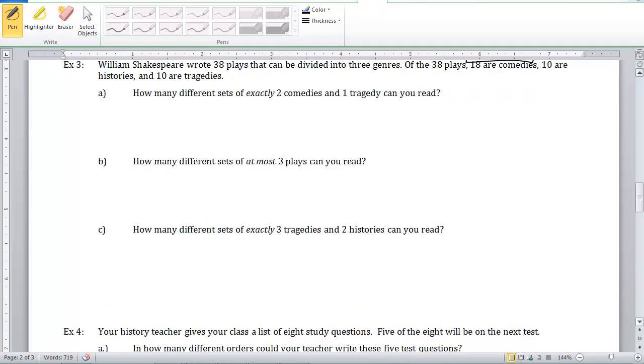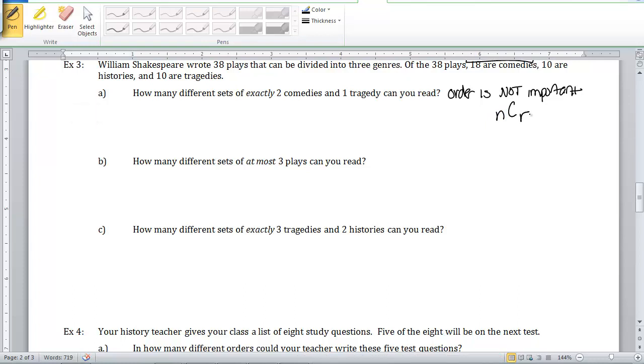So in example 3, it says that William Shakespeare wrote 38 plays that can be divided into 3 genres. There's 18 comedies, 10 histories, and 10 tragedies. In part A, we want to know how many different sets of 2 comedies and 1 tragedy can you read. Again, the first question you want to ask yourself is, is order important? Here, it just said different sets of reading 2 comedies and 1 tragedy. It didn't specify you had to read the 2 comedies and then the tragedy, or vice versa. And so that means order is not important. If order is not important, we're going to do a combination.